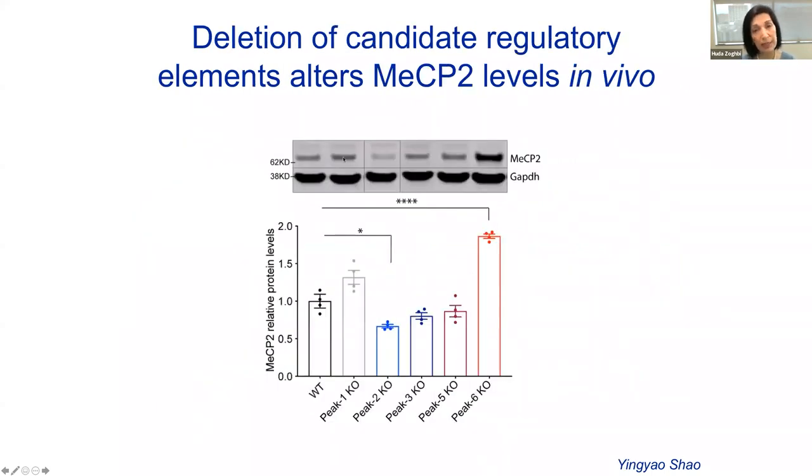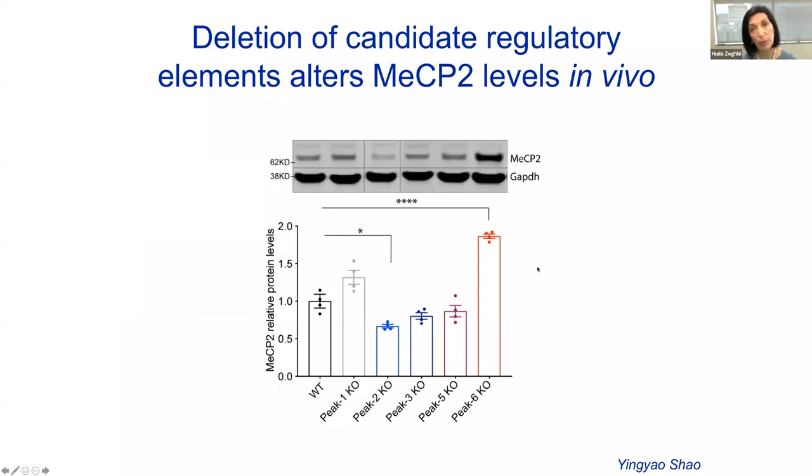And you'll see here, we created these different mice, and this is MECP2 levels here. You'll notice that when we deleted peak 2, MECP2 levels were reduced by about 30 to 40%, as you can see here in the brain. Whereas when we deleted peak 6, MECP2 levels were increased, you see that.